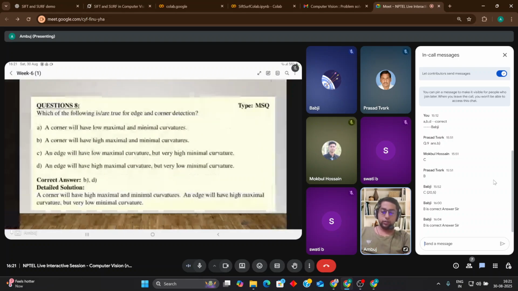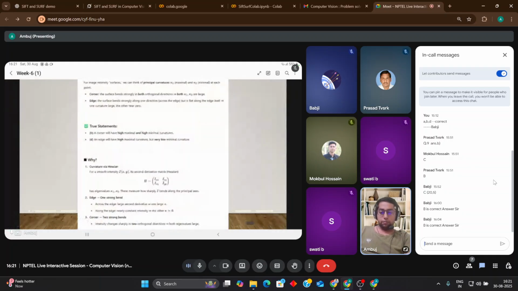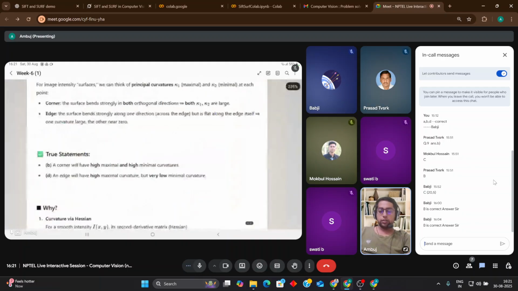In this case also it's an MSQ, multiple select question. Correct options are B and D. Why B? Why D? We'll see for your image intensity surfaces, two principal curvatures, K1 and K2, which correspond to corner and edge.